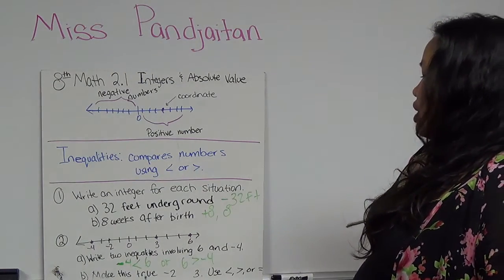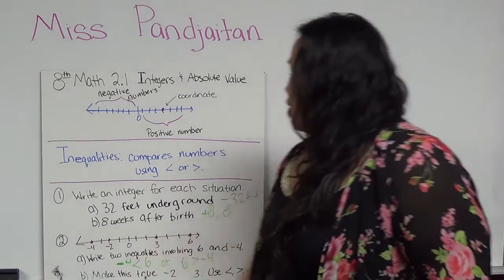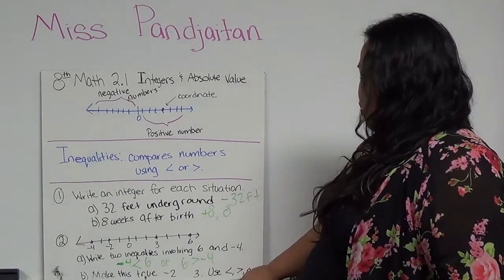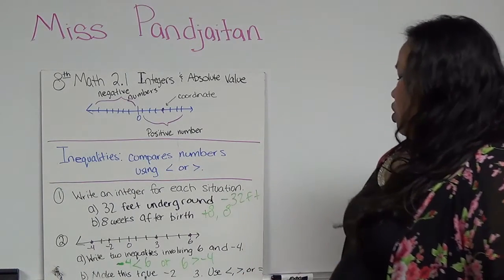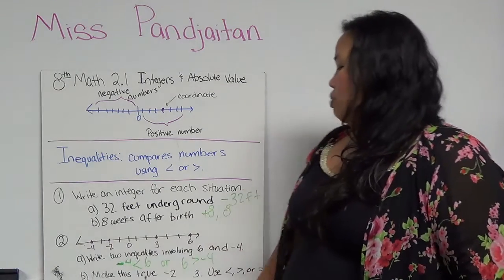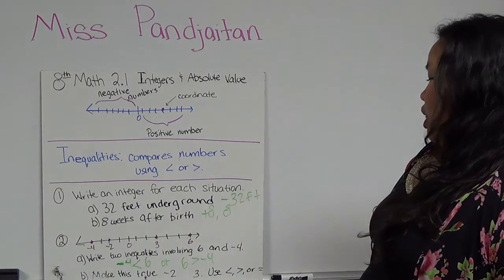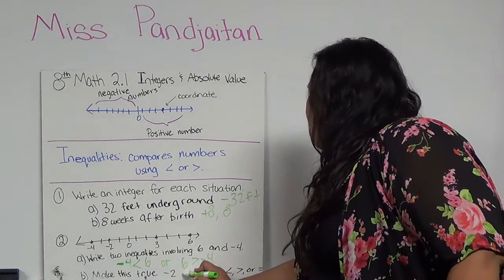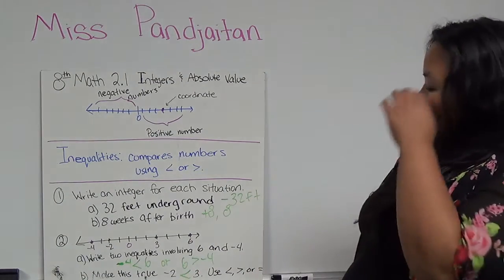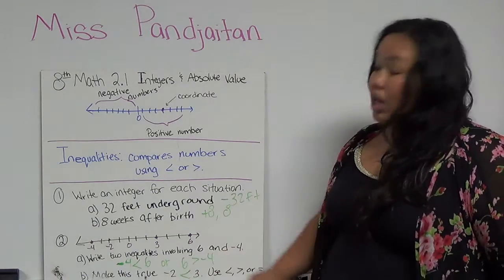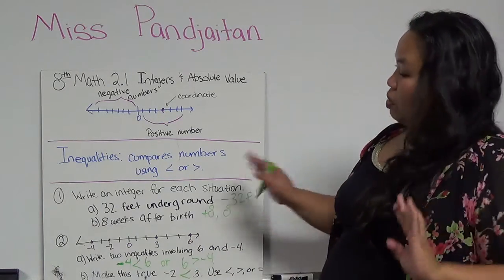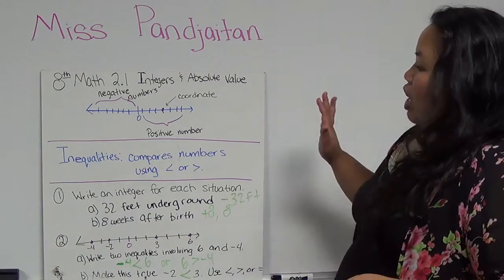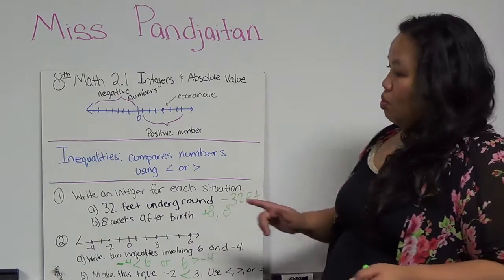Okay? So when they ask us on 2b, make this true, negative 2 and 3, we have to use less than, greater than, or equal. Since negative 2 is smaller on the coordinate line and 3 is bigger, we're going to make the opening towards 3, so it's going to be a less than sign. So it reads negative 2 is less than 3. Now I know this is pretty simple and straightforward. It's just to remind you about positives and negatives, okay? So go ahead and pause the video and write this down. I have another board.